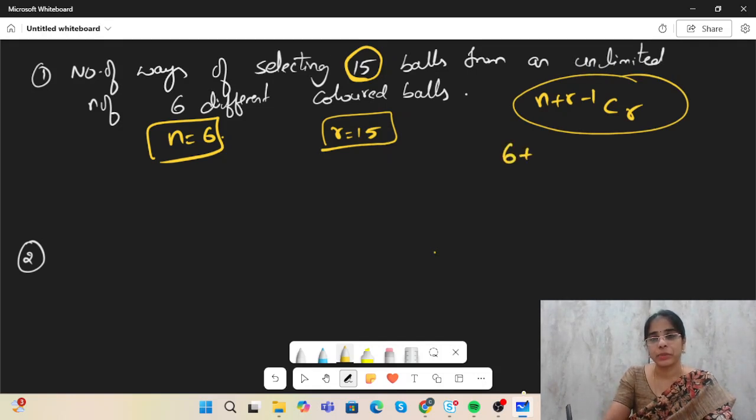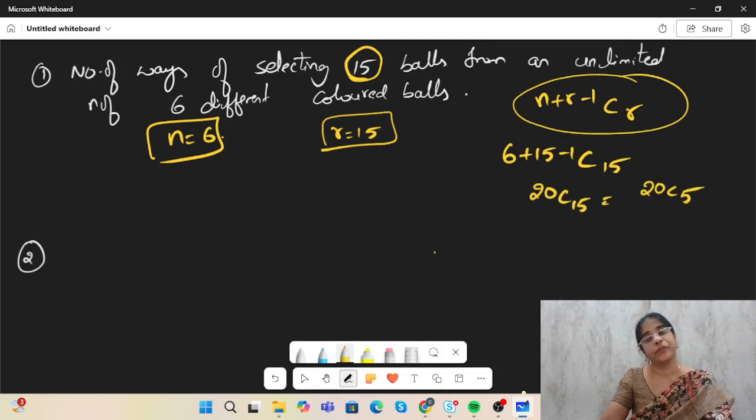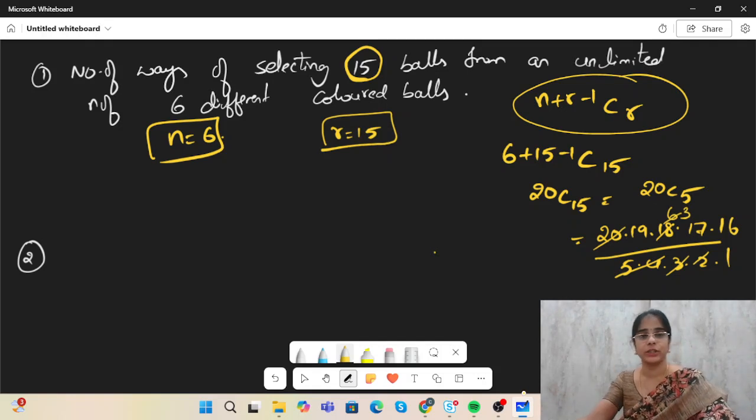That is your 6 plus 15 minus 1 C 15. So what is your answer now? 6 plus 15 minus 1 is 20, so that is 20C15, which is the same as writing 20C5, right? What is 20C5? You reduce 20 five times: 20, 19, 18, 17, 16 upon 5 factorial, 5, 4, 3, 2, 1. 5 4 is 20, 20 got cancelled. This is 6 times and this is 3 times. That is how you got your answer. Just multiply that and you will get your answer, right?